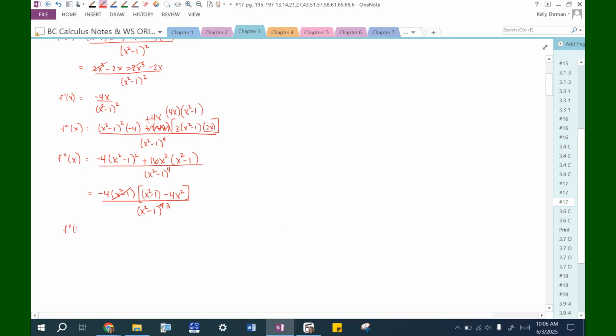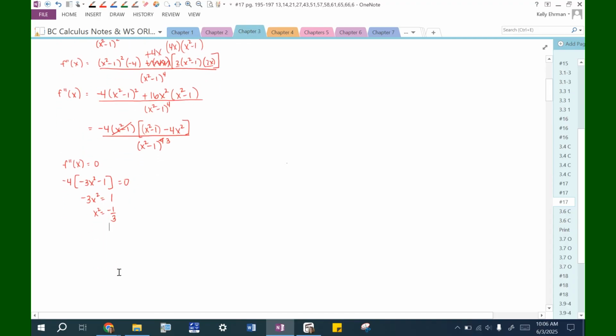So f double prime of x equals 0 when negative 4 times x squared minus 4x squared, so negative 3x squared minus 1 equals 0. So the negative 4 doesn't need to be there. So that's when negative 3x squared equals 1. That's when x squared equals negative 1/3. That never happens because if I square something, it can't come out negative. So there's no time where this is equal to 0.